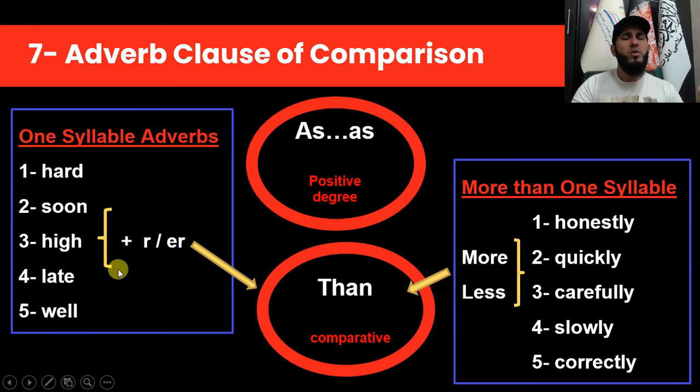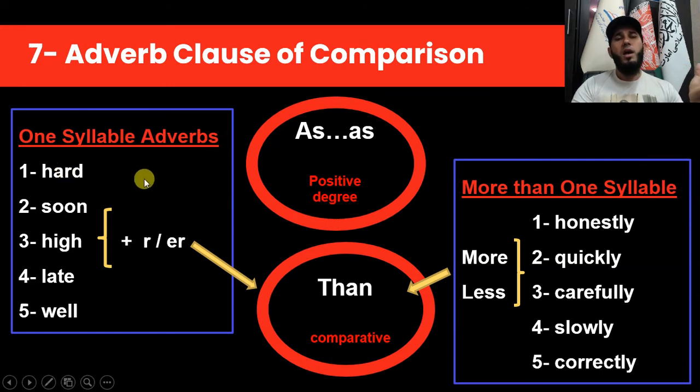When we use them in comparative degree, they take r or er. And we have more than one syllable adverbs like honestly and quickly and carefully and slowly and correctly. With these kinds of adverbs of manner in comparative degree, we use more or less, more for positive degree and less for negative degree, and then we use the word than. So let me just give you a few examples.